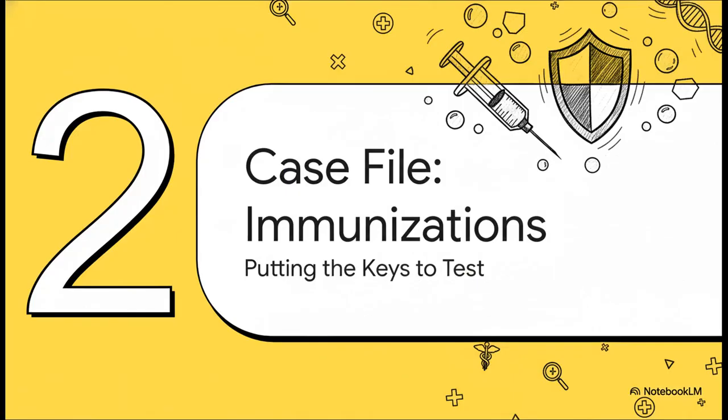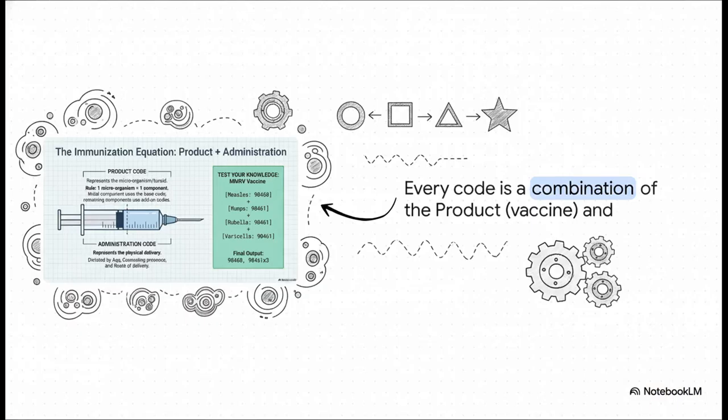So, theory is great, but let's put these keys to the test. We're going to open up our first case file, immunizations. It's the perfect way to see how this logic works in a really clear, contained example. The basic formula here is so simple. It's always the product code plus the administration code.